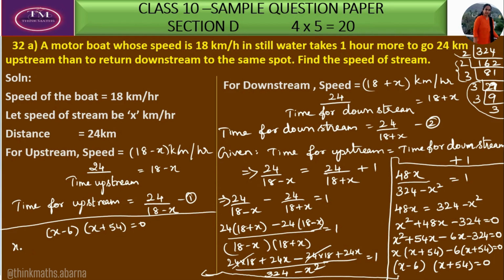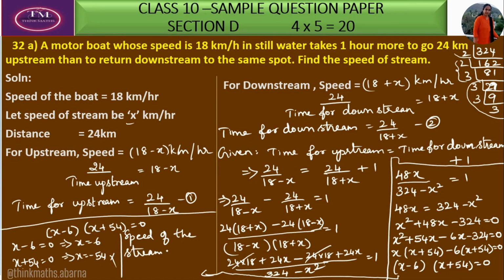This means x minus 6 equal to 0, that means x is equal to 6. And x plus 54 equal to 0, that means x is equal to minus 54. So what is x? x is the speed. Speed cannot be negative. So the speed of the stream equals 6 kilometer per hour. So this is the solution for the problem.